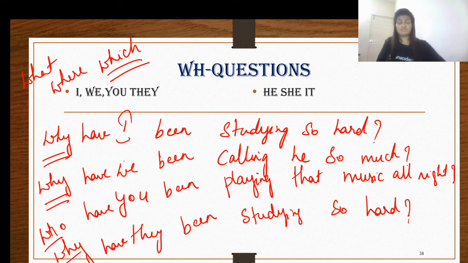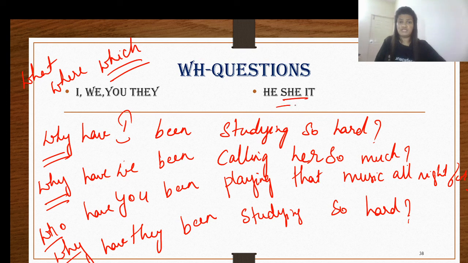So why have I been studying so hard? That's because I wanted to pass. Why have I been calling her so much? She seems to be annoyed. The result. Who have you been playing that music all night for? I was unable to sleep because of that music. Why have they been studying so hard? Because they wanted to pass.